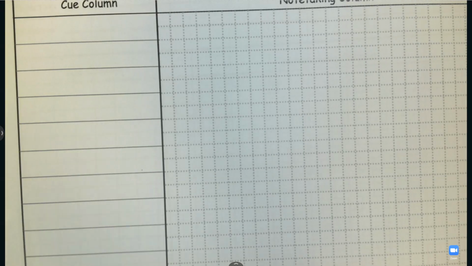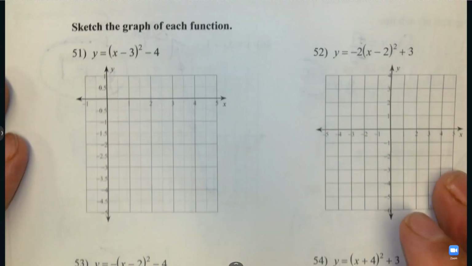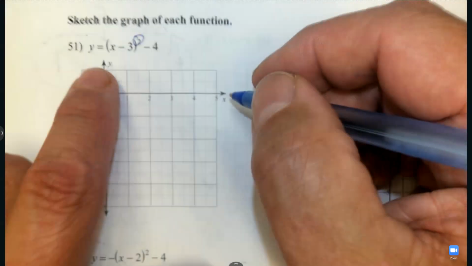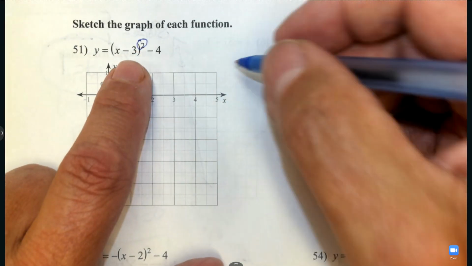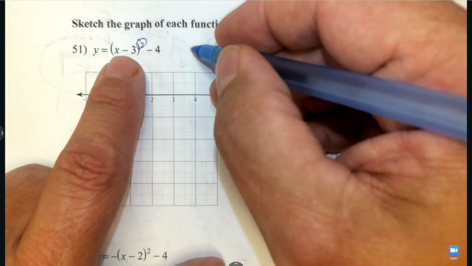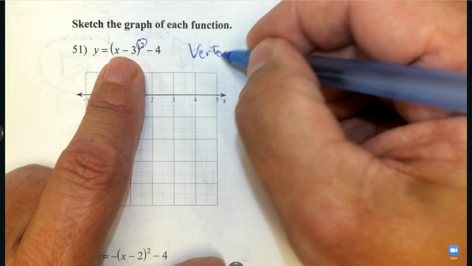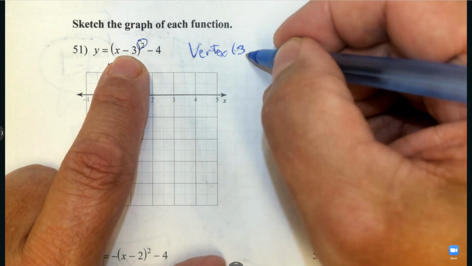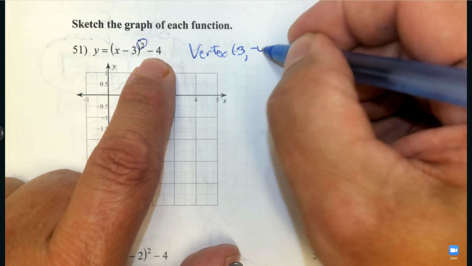Can you graph parabolas? So how do I know this is a parabola? The exponent 2 is the indicator. It makes it different than a line. X squared, that's the degree, 2. So the vertex is the most important point. Inside the parentheses, it's the opposite number. Outside, it is what it says.